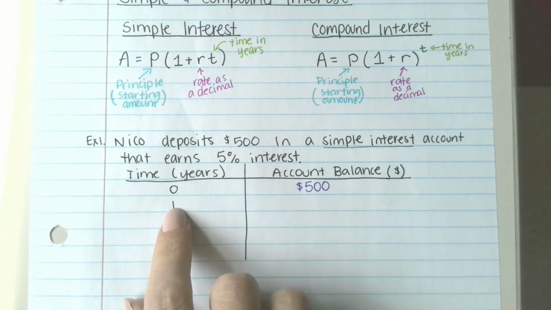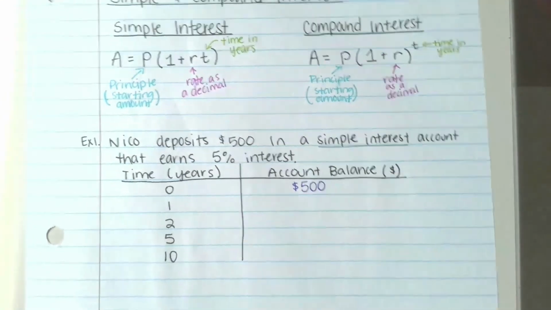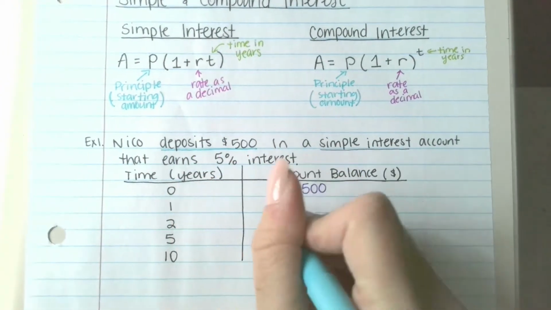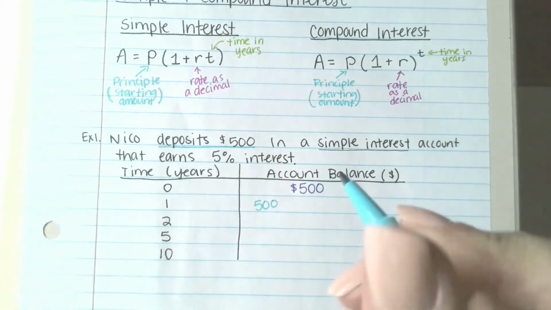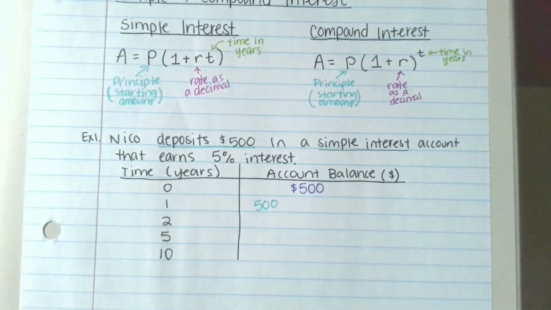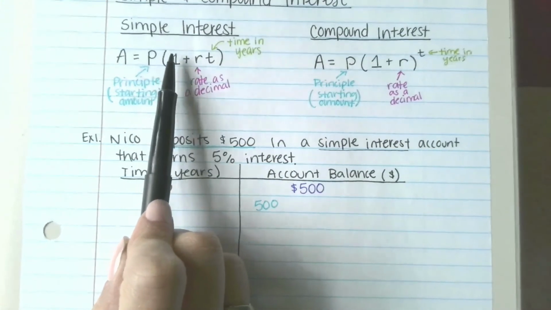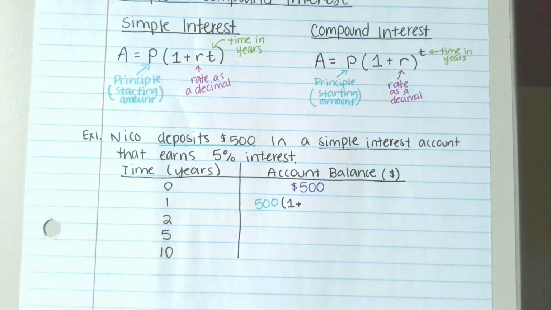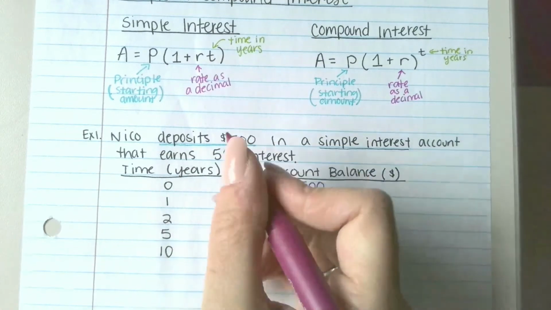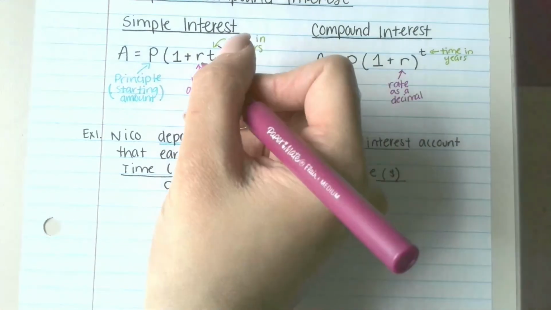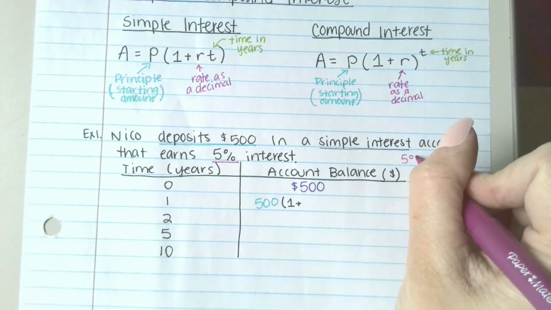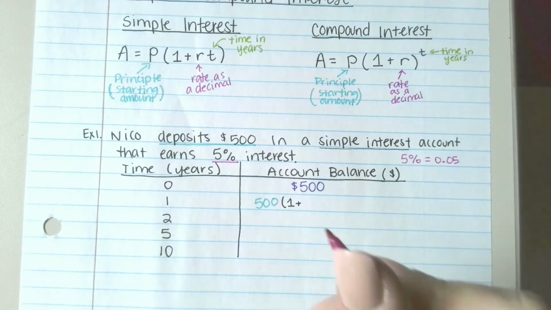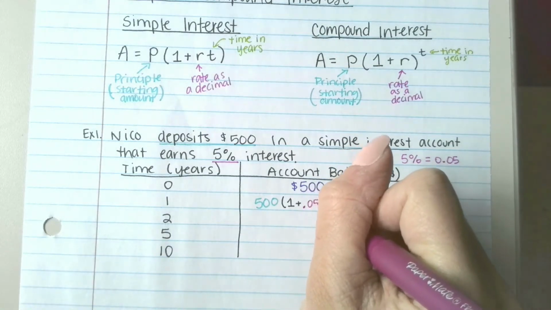Now, after 1 year, I want to use this formula up here to figure out what it's going to be. So we have to start with our principal, which is our starting amount. It said that he deposited $500. So that is my starting amount. And then my formula tells me that it's parentheses 1 plus. My rate was 5%, but we write that as a decimal. And so 5% written as a decimal is 0.05. So when I put it down here, I'm just going to put 0.05.